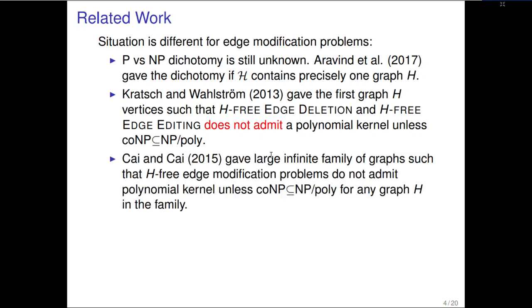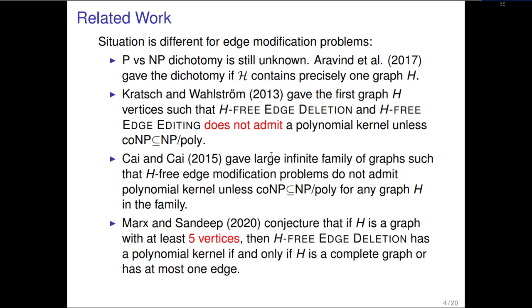And later Cai and Cai showed that this is not really an exception but more of a rule, by giving a large family of graphs for which H-free edge modification problems do not admit polynomial kernels unless the same assumption fails. And at this same ESA, Marx and Sandeep also studied H-free modification problems, and besides other results, they also conjectured that if H has at least 5 vertices, then H-free edge deletion has a polynomial kernel if and only if H is a complete graph or has at most one edge. And they also backed this conjecture by giving a list of 19 graphs on 5 and 6 vertices that need to be resolved in a negative way, such that this conjecture is true.